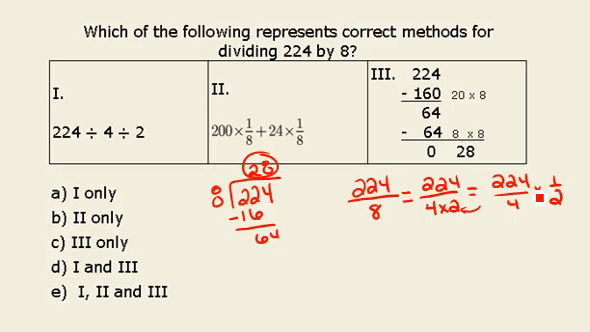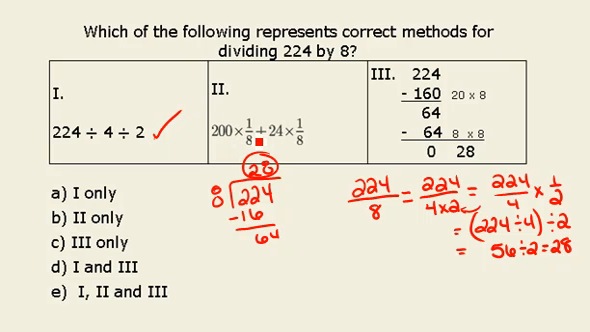Now we know that multiplying by 1/2 is the same as dividing by 2. Therefore, this is really 224 divided by 4, and instead of multiplying by 1/2, we're dividing that result by 2 again. Therefore, I would get 224 divided by 4, or 56 divided by 2, would indeed give me 28. Therefore, 1 is the correct method.